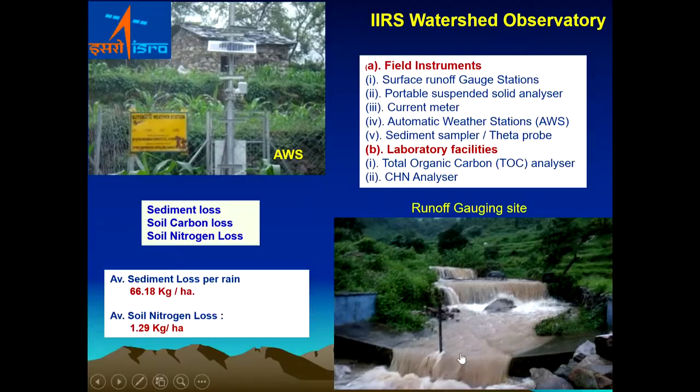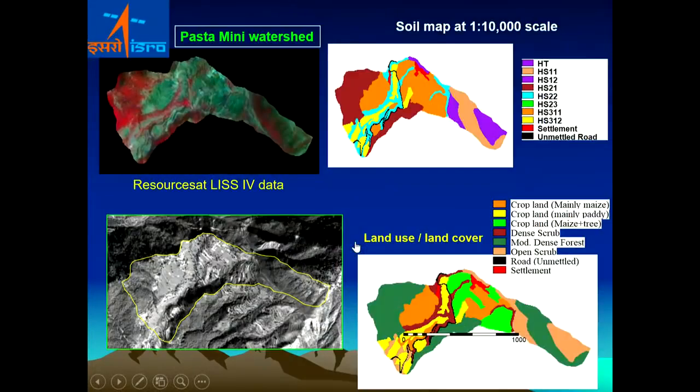We are analyzing all these things at the watershed, where we have surface runoff gauge stations, a portable suspended solid analyzer, automatic weather stations, and sediment samplers. Many instruments have been developed here, and we measure the sediment loss daily. Suppose per rain event we are getting a loss of 68 kilograms per hectare, and a nitrogen nutrient loss of 1.29 kilograms per hectare. So we have developed this type of measurement for the watershed.